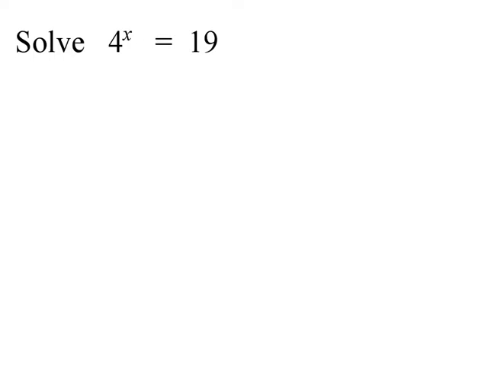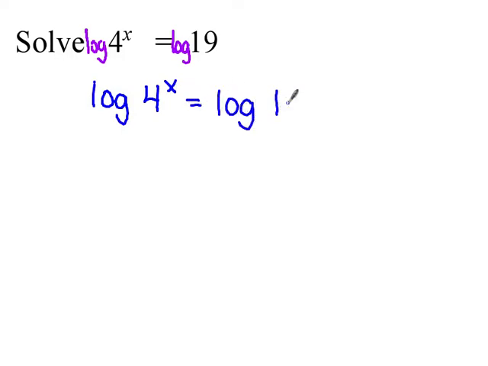And so there is a way, though, instead of using that guess and test and figuring out what it has to be, and that's by using the logarithm. So what I'm going to do is take the log of both sides. So really what ends up happening is I have log 4 to the x equals log of 19.